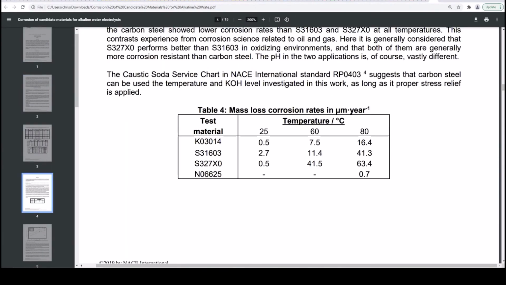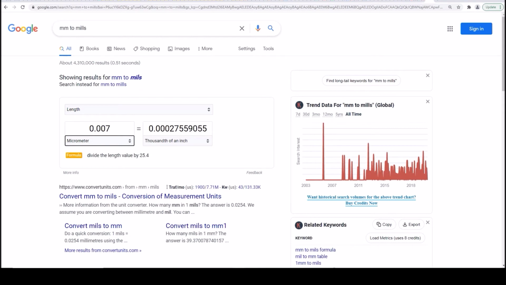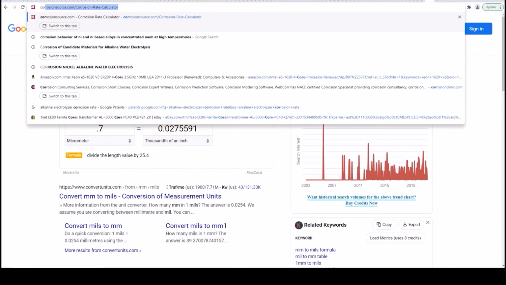If that's true, 0.7 µm, so that is 0.0007. So let's go back to micrometer. 0.7 is 0.02. So let's bring up our little corrosion calculator again, right?